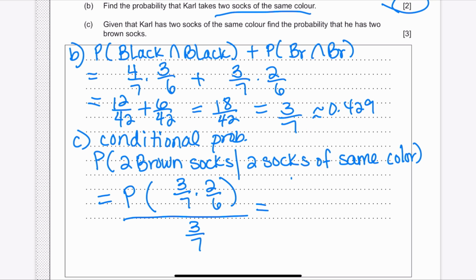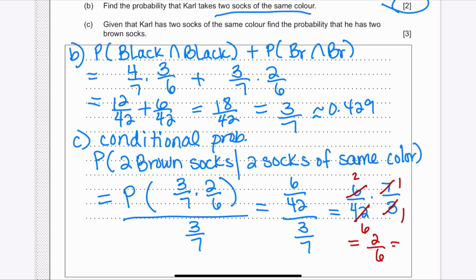So this is going to be 6 over 42 over 3 over 7, or you could have just realized these are going to cancel, right? So the answer is 2 over 6, but it's okay. We're going to continue with the math. So 6 over 42 divided by 3 over 7. This is basically 6 over 42 times the reciprocal. And then I can go ahead and simplify. This becomes 1, 2. This is 1, 6. So the answer is 2 over 6, or 1/3. And so that's going to be your final answer for your 3 marks.